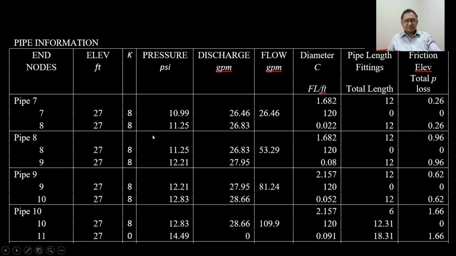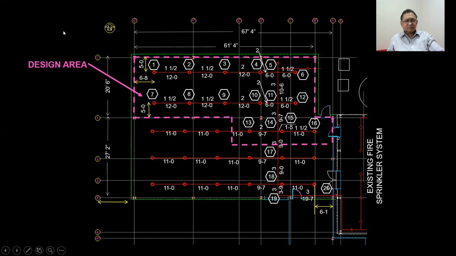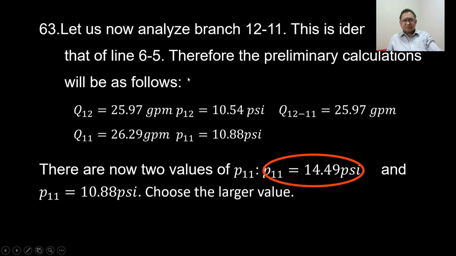So we can now tabulate the results in our table. And then since we have now solved up to here, the next step is to solve this branch from 12 to 11. In a similar manner that we have analyzed from 6 to 5, the preliminary calculations will give us these values here.